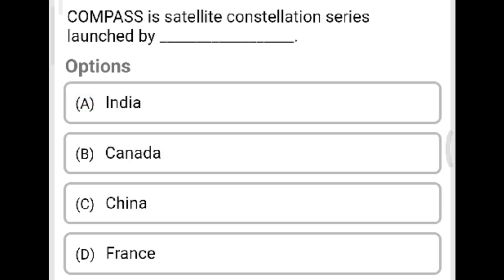Next question, COMPASS satellite constellation series launched by option A India, option B Canada, option C China, option D France. The correct answer is option C China.